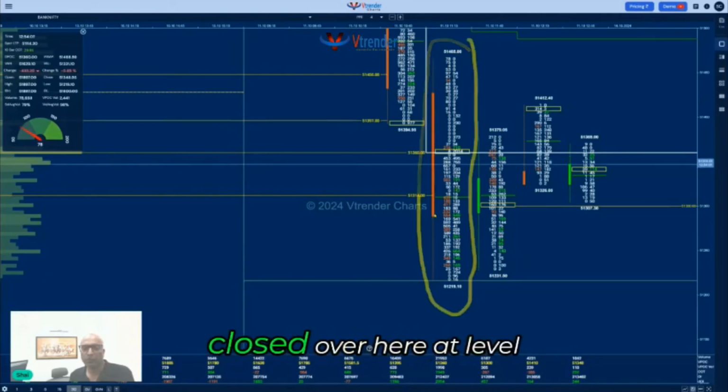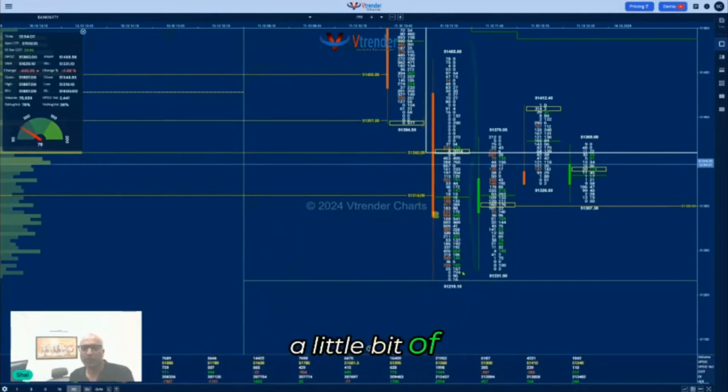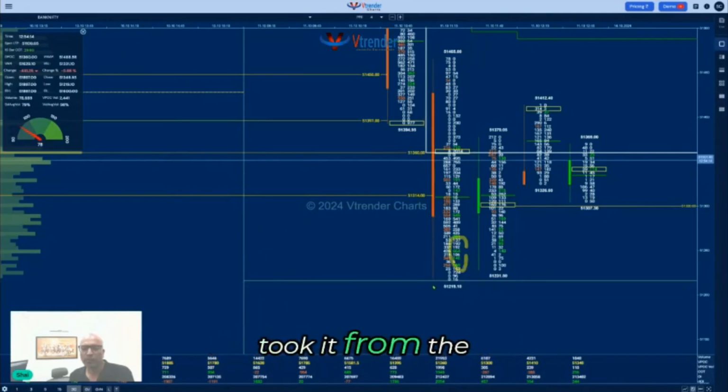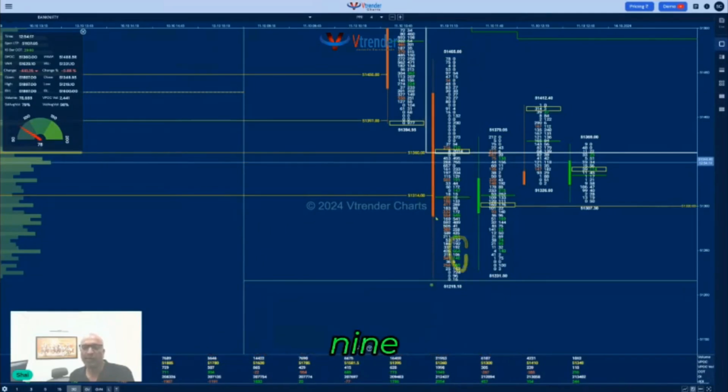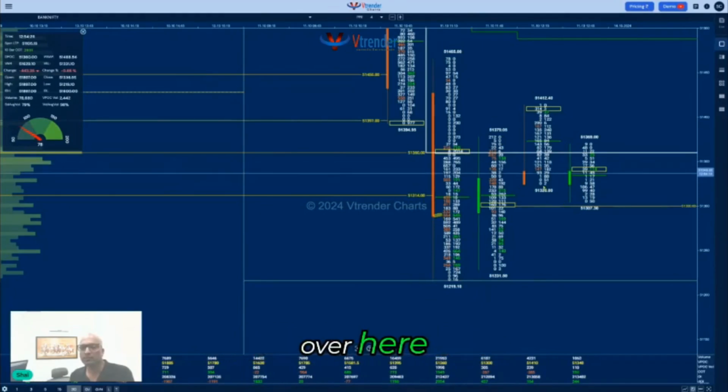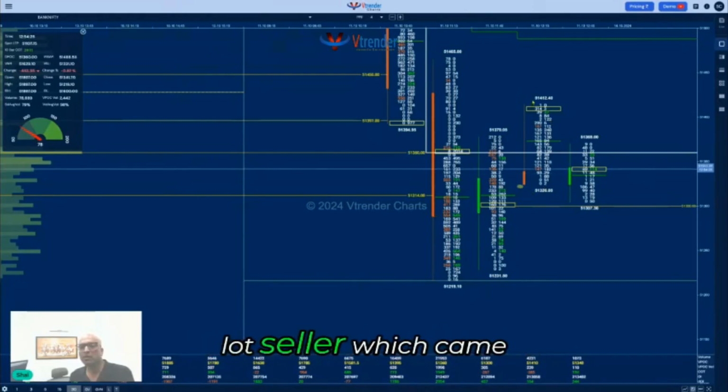Now, this candle has closed over here at 11:15. Why did it close over here? Because it met a little bit of serious buying over here. It took it from the lows of 51,219 and placed it right here, around the 51,275, 280 mark, right? The same thing over here. This color became red because there is a 314 lot seller which came in exactly at 51,412 and pushed this from the high to this close.